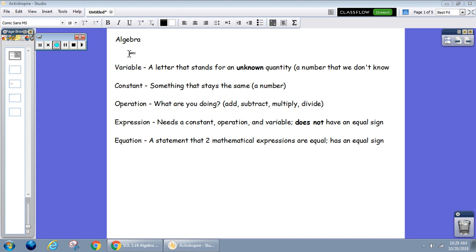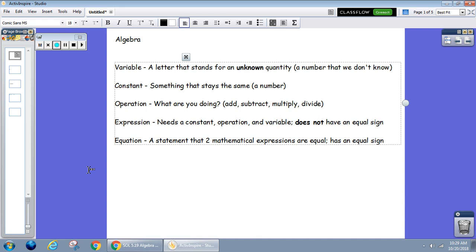All right, so let's review our algebra concepts. So first, some vocabulary. A variable is a letter that stands for an unknown quantity. It's a number that we don't know. And then you have a constant. A constant is something that stays the same. Basically, it's a number. You have your operation, which is what are you doing?